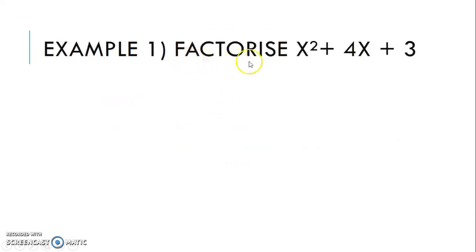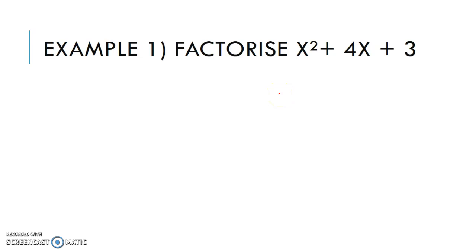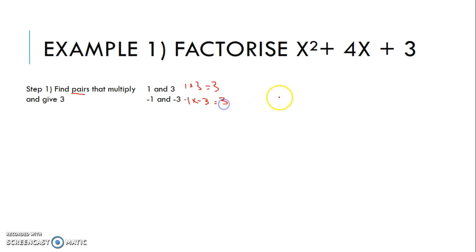Let's say I have x squared plus 4x plus 3, and I need to factorise this. So first, step 1, you need to find pairs that multiply and give 3. So you try to find two numbers, and when you multiply them together, you get 3. Pause this video and give it a go. What we get is 1 and 3, because 1 times 3 equals 3. And the next one is minus 1 and minus 3, because minus 1 times minus 3 equals positive 3, because two negatives make a positive.